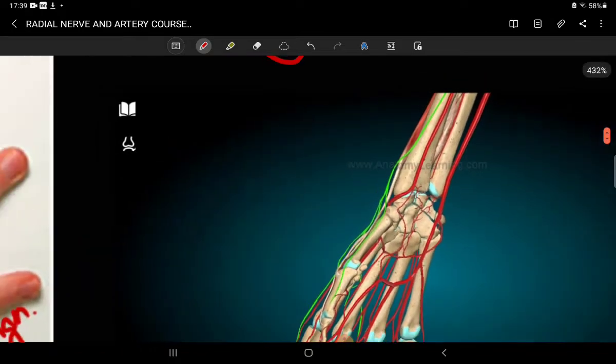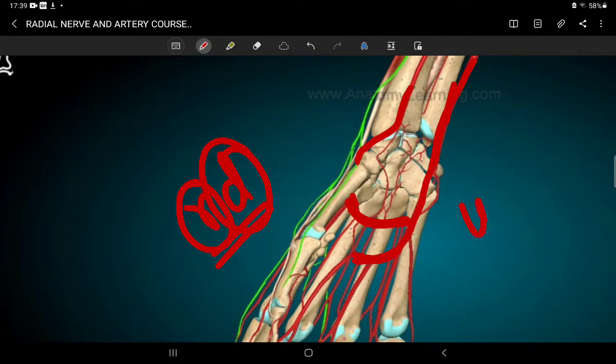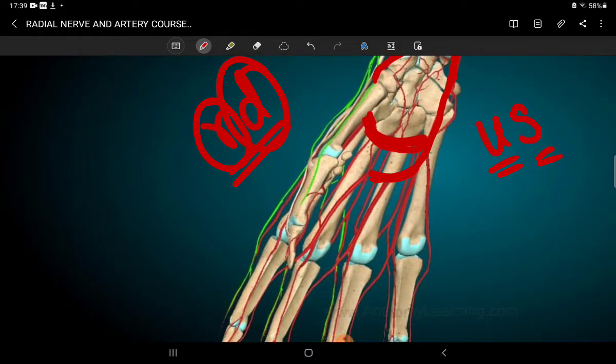After finishing the anatomical snuff box, the radial artery again descends ventrally and forms an arch. Here you can trace the radial artery: it went dorsally and again entered ventrally and formed the deep palmar arch. You remember it as RD. The radial artery forms the deep palmar arch and this is the ulnar artery. The ulnar artery forms the superficial palmar arch. These two arches are very important as they form an arterial anastomosis, which in turn supplies the digits. This is the important anatomy which you have to remember along the course of the brachial artery and the radial nerve.